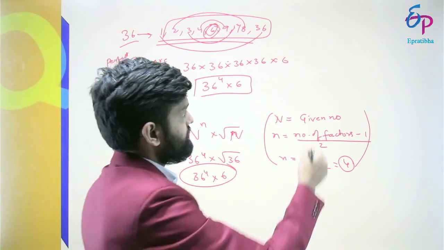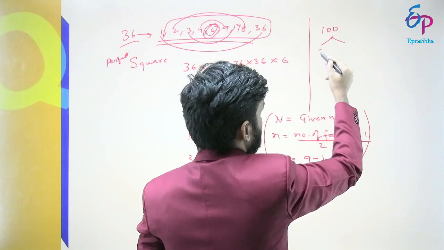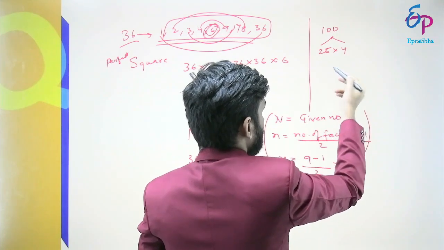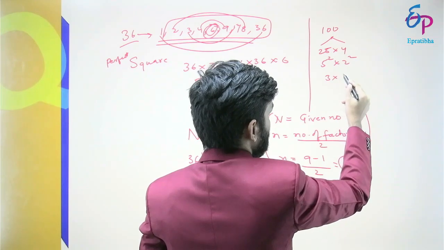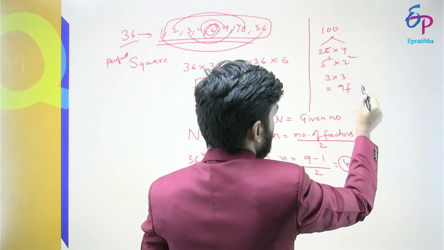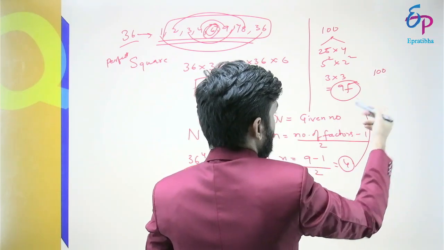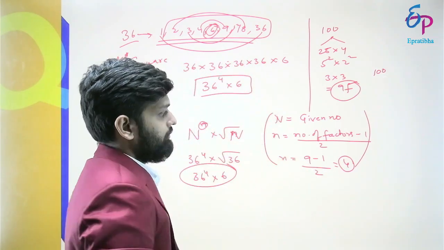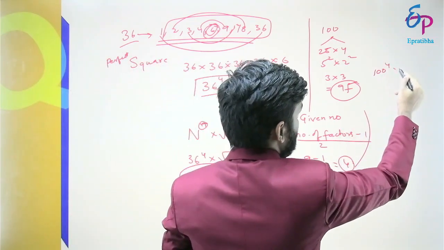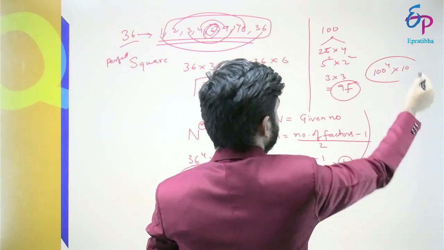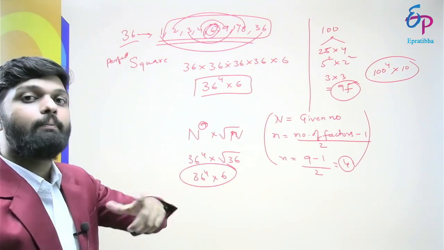So we'll solve one more question with 100. 100 can be written as 25 into 4, this is 5 square into 2 square. That means how many factors are there? 3 into 3, that is 9 factors. Again, the answer is 100 power small n, which is n minus 1 by 2, again 9 minus 1 by 2, it is 4, into root 100. It is 10. So this is how it is different from normal numbers.